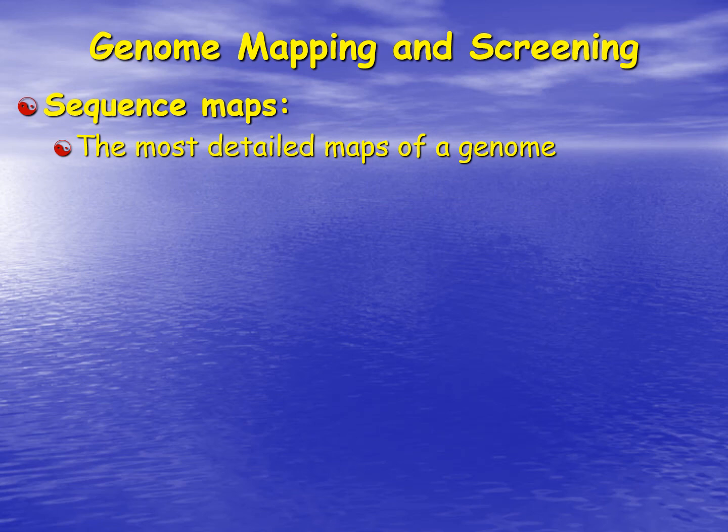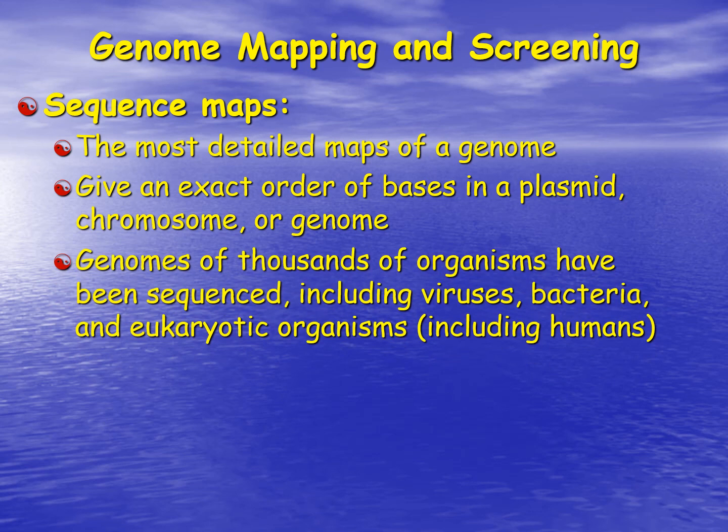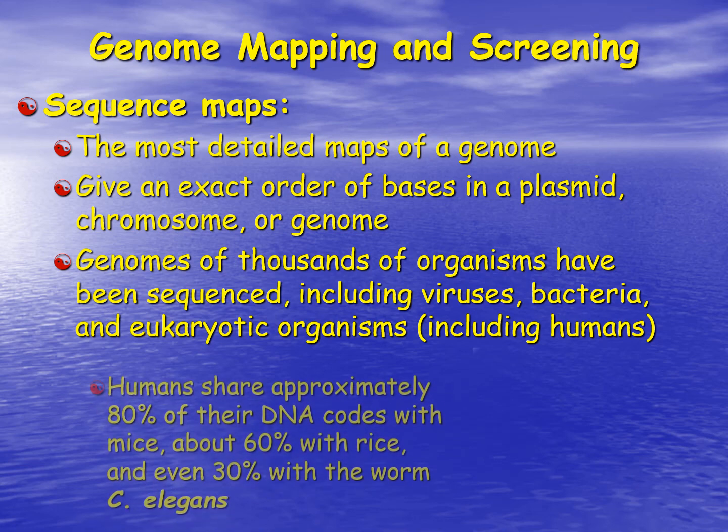Sequence maps are the most detailed maps of a particular genome. It gives an exact order of the base pairs in a plasmid, chromosome, or the entire genome itself. Genomes of thousands of organisms have now been sequenced since we finally broke through with the human genome in the year 2000. And this includes viruses, bacteria, and eukaryotic organisms, including us.